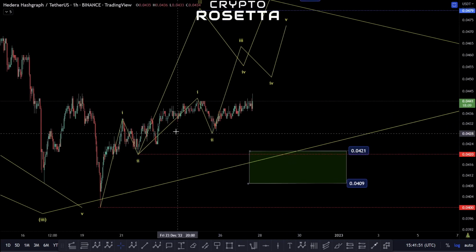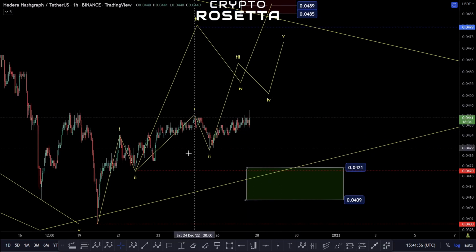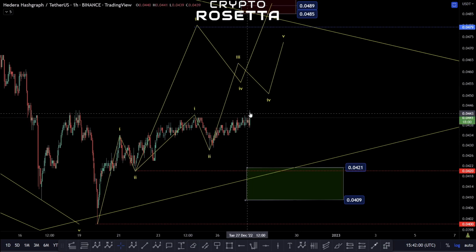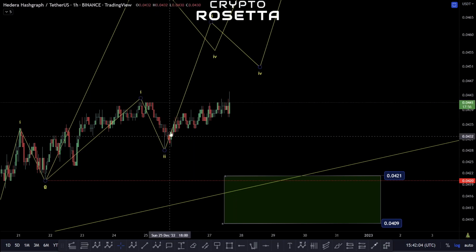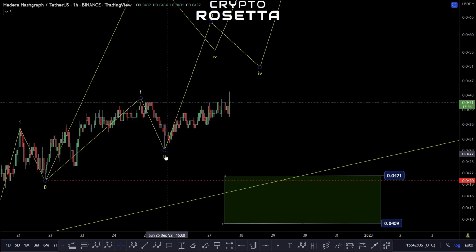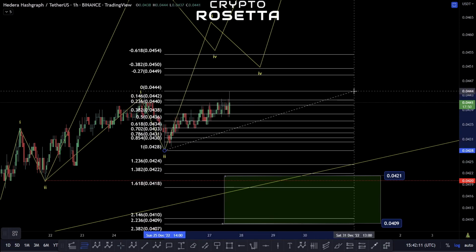Holding this zone could lead to us getting some good structure for an impulse to the upside, though the way it's currently looking, I'd actually want to see this. So basically, if we looked at this move here as an additional 1-2, what we'd want to see is a move back down, but not breaking.